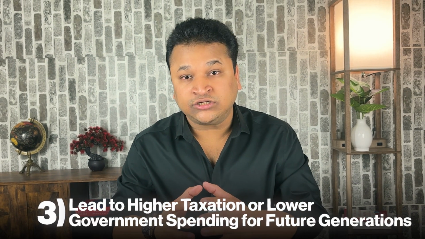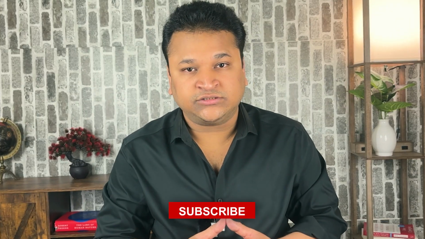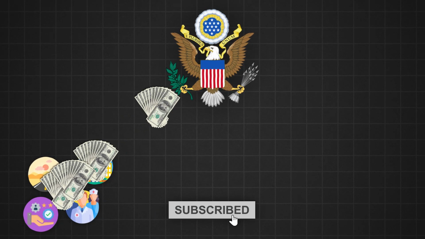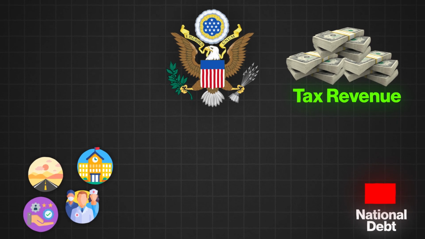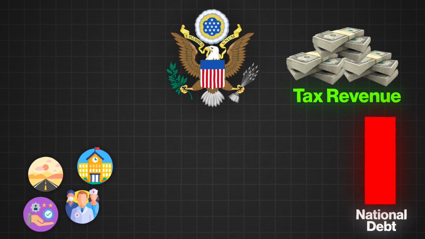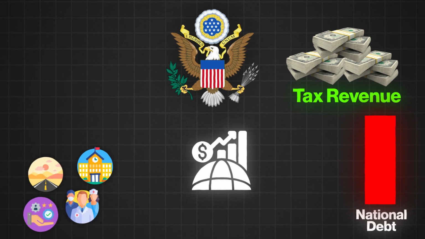The third important effect of high fiscal deficit is that it could potentially lead to higher taxation or lower government spending for future generations. And let me explain this. When the government keeps spending more money than it collects in taxes, it builds up a huge national debt. If this debt keeps growing faster relative to the size of the economy, the government might struggle to pay it back. To avoid a debt default, the government might have to make some tough choices.